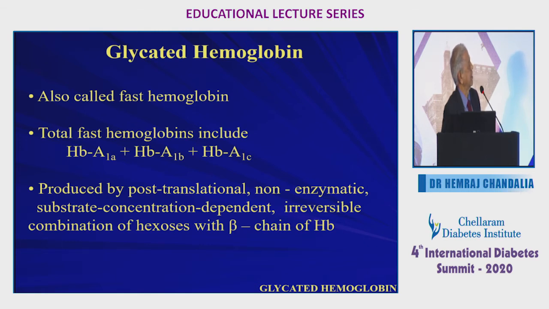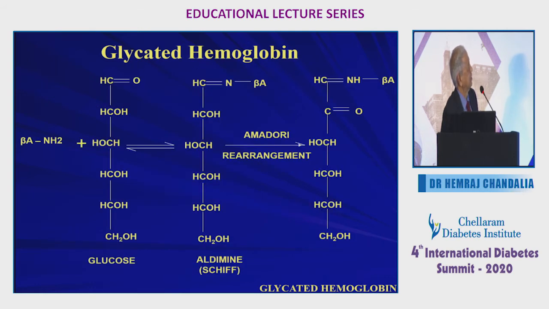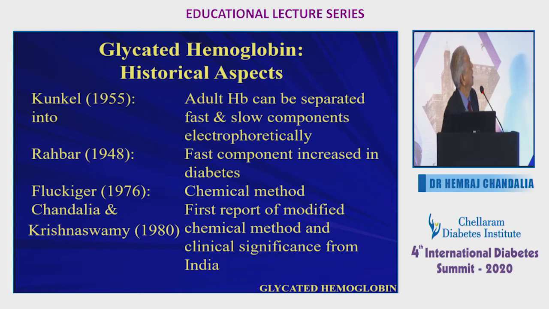But remember that the irreversible combination is not only with glucose; many other hexoses can also combine with the amino acids in the beta chain of hemoglobin. So this is a little bit about the history of A1C. Total glycated hemoglobin is different, of course, but what we use is A1C. This is a combination of the glucose molecule with the amino acid of hemoglobin. Most of the time it is the terminal valine, but combination can be with other amino acids on the hemoglobin molecule, and that will also give some more glycosylated products. History is interesting. The fast hemoglobins were known for quite some time.